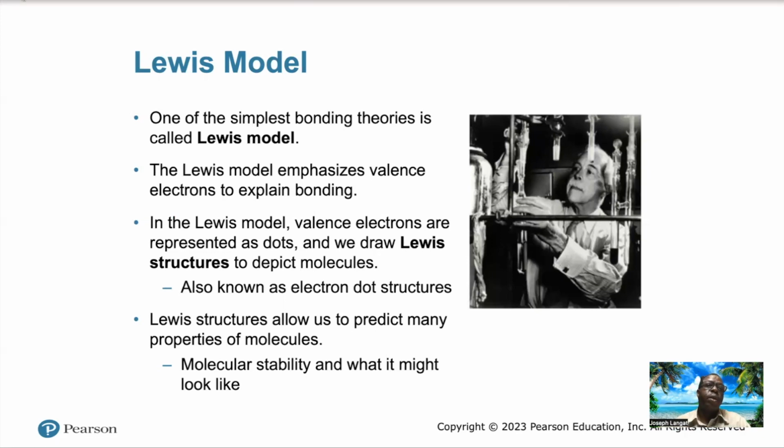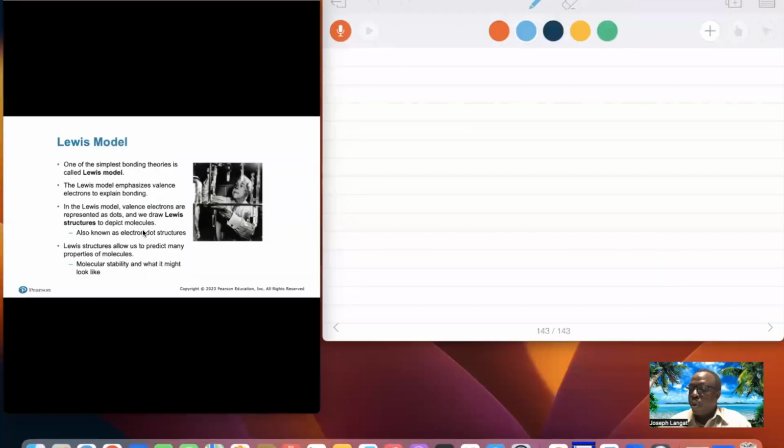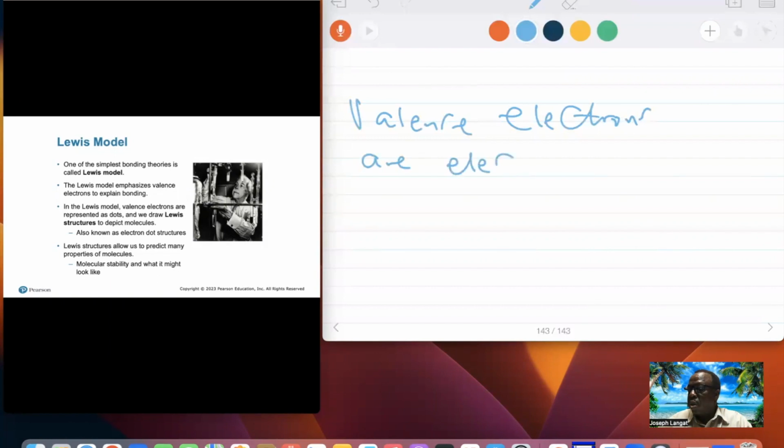So if I define that, remember valence electrons are electrons in the highest principal energy level. These are responsible for chemical bonding.